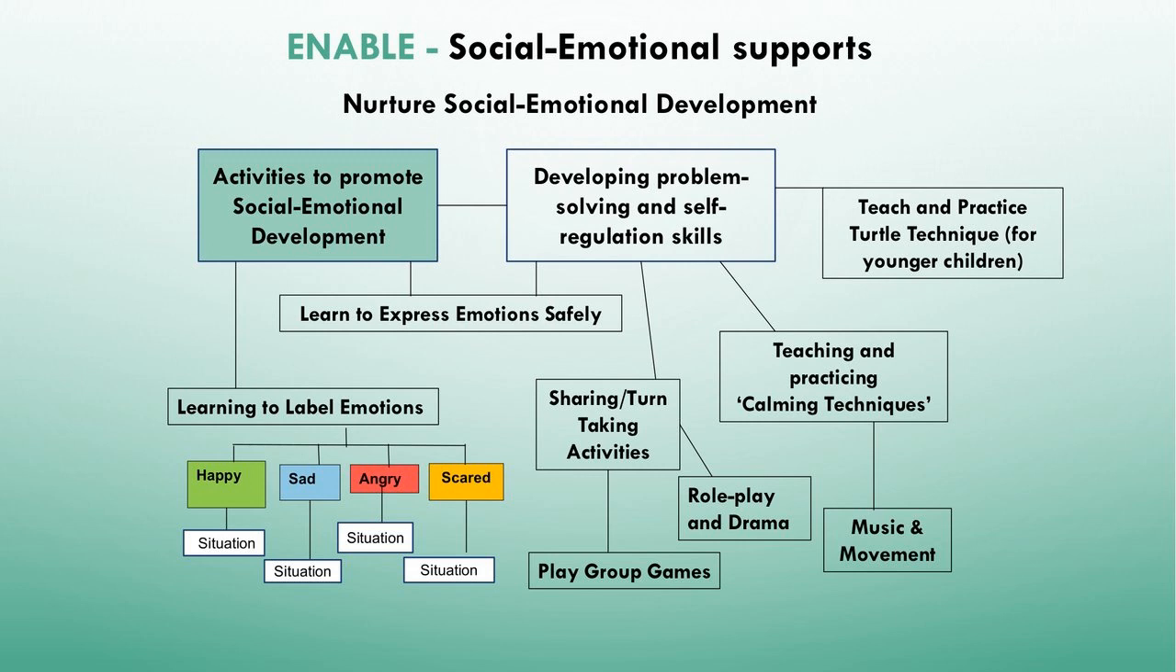So, enabling through providing social emotional supports. How do you nurture social emotional development, social emotional growth? What are some activities that you can do? At a younger age, if they are in kindergarten or first grade, they can learn to label their emotions and identify them, matching them with pictures. And then maybe they can move on to matching a situation with a feeling.